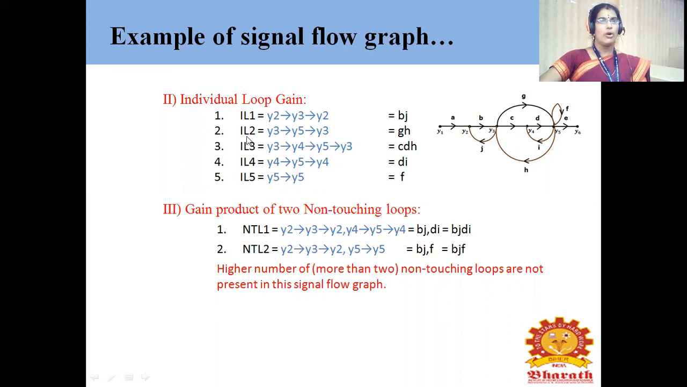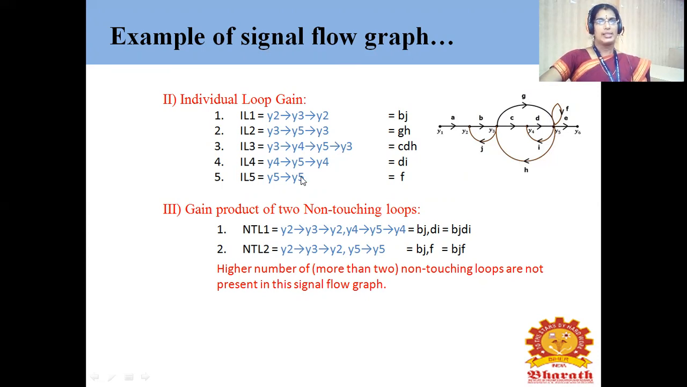Similarly, let us go for the second individual loop, IL2. They have considered Y3, Y5. Okay, then again it is coming here. If you are seeing here, Y3, it is moving to Y5, again it is returning back to Y3. So what are the gains related with this loop? G into H. So this G into H is nothing but the gain product of the second individual loop. That's what I've given here. Y3, Y5, Y3, which is equal to G into H. This is the representation of the second individual loop.